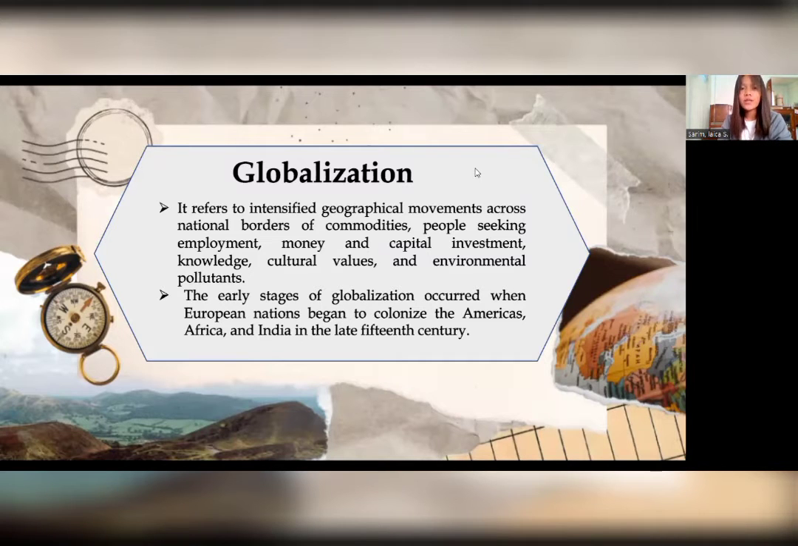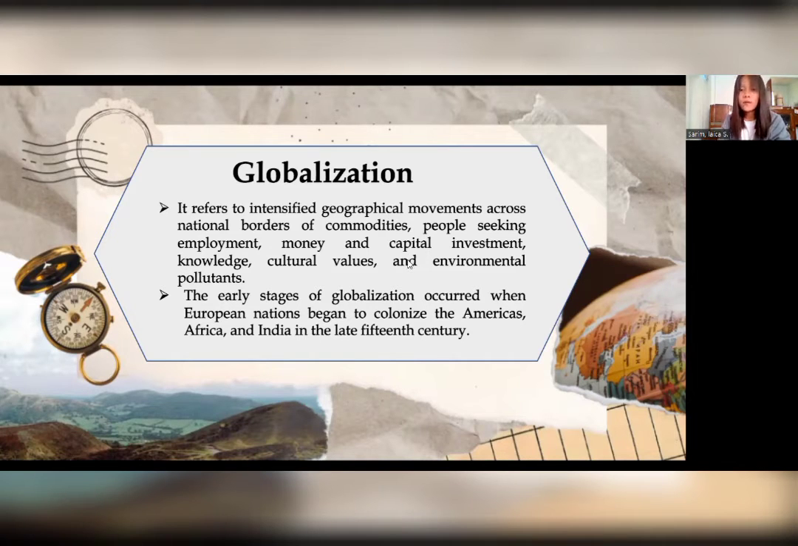Globalization refers to intensified geographical movements across national borders of commodities, people seeking employment, money and capital investment, knowledge, cultural values, and environmental pollutants. In globalization, people move from one place to another, from one country to another country. The same goes for our products and goods. We trade our products to other countries and vice versa.